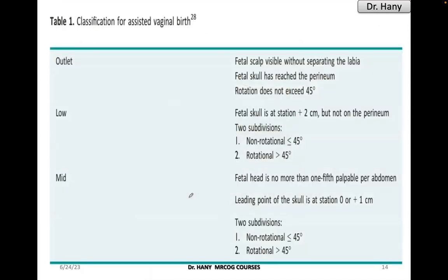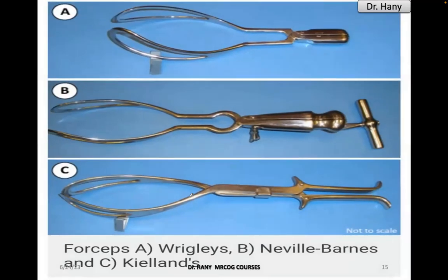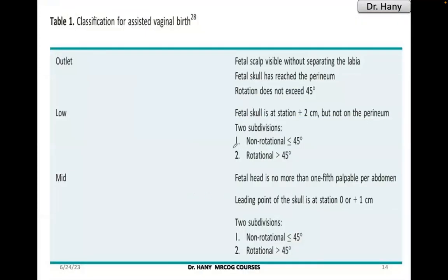So outlet, low and mid we already discussed, and the rotation we already discussed. Non-rotatory is with the sagittal suture in the midline, or less than 45 degrees. Rotatory is more than this. What are the options of rotation? Either manual rotation, with occipito anterior forceps, the Neville Barnes, or ventouse, digital rotation, or Keilland forceps.